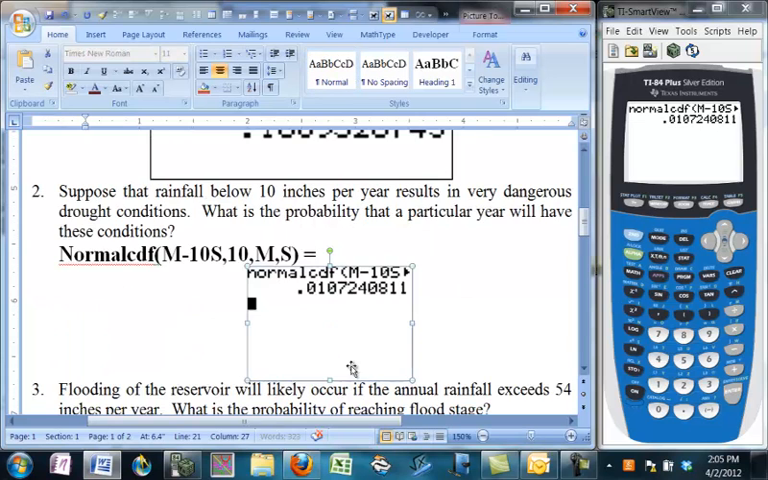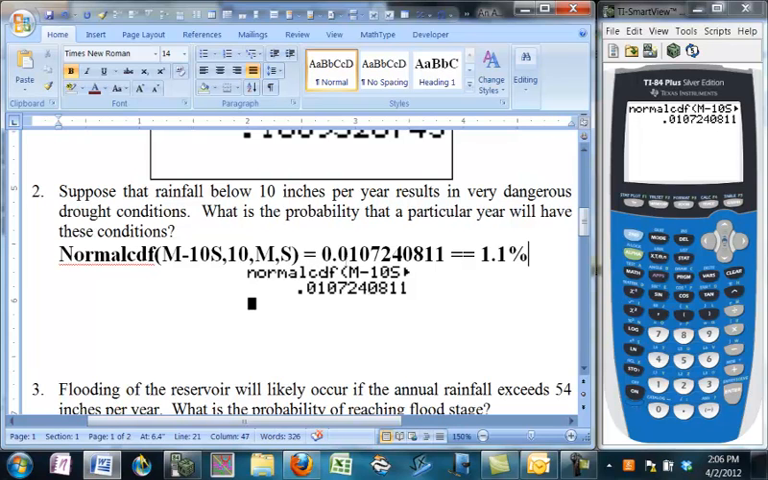And so that gives us the value that we want, 0.107240811, or about, if we did percentage, about 1.1%. So about 1 year out of every 100 we're going to reach these drought conditions.